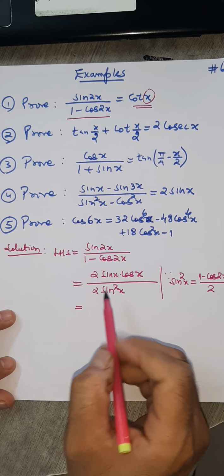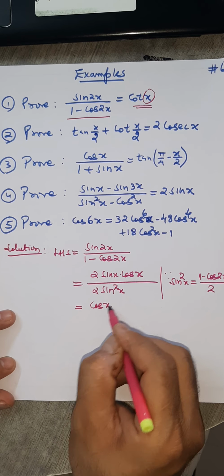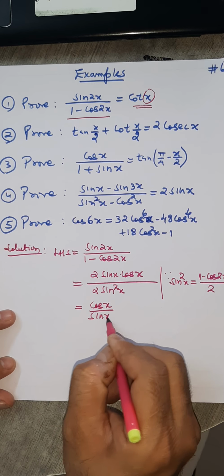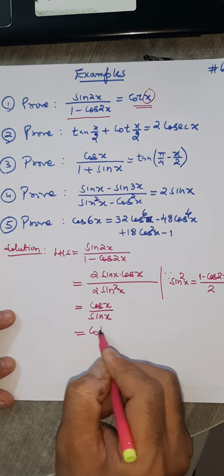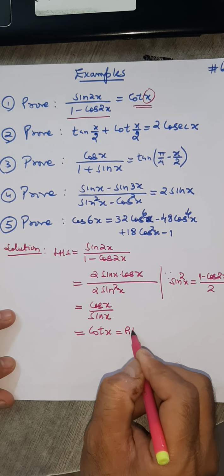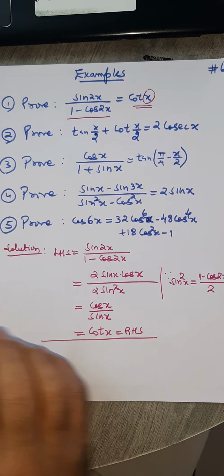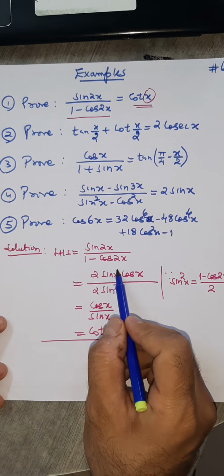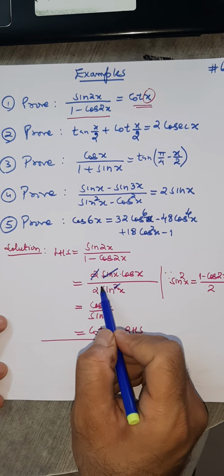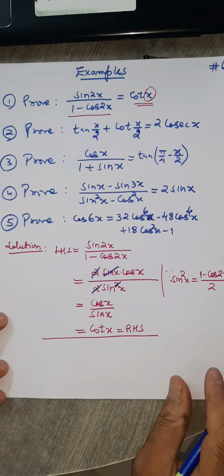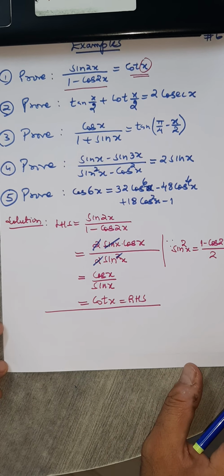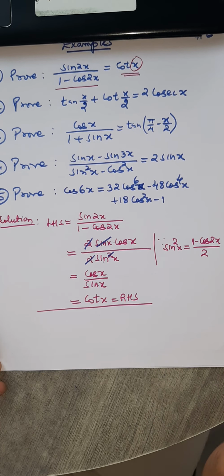So now you are through. 2 will get cancelled, 1 sine will get cancelled. So we are left with cosine x upon sine x. And what is that? It is cot x, which is RHS, right hand side. 1 sine will get cancelled, 2 will get cancelled, cos upon sine, which is cot x. Question number 2 here. Let me go for the second question.